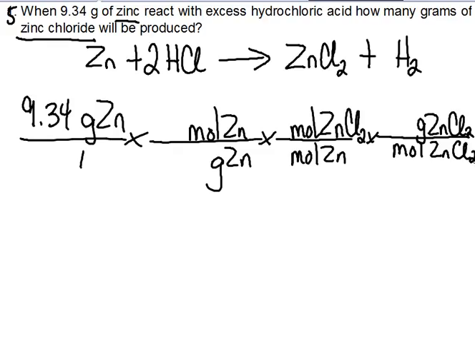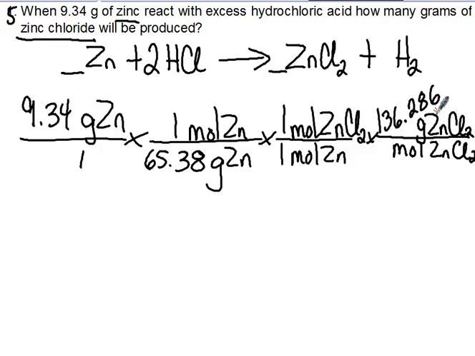Filling in my numbers, I look at the periodic table, and the mass of zinc is 65.38. Periodic table is always in 1 mole. To do my mole to mole conversion, I have to look at the number in front of zinc. That would be a 1. My number in front of zinc chloride, that would also be a 1. And then I go add the masses of 1 zinc and 2 chlorines, and that gives me 136.286. Multiply the tops, multiply the bottoms, divide the top by the bottom to get 19.4694.